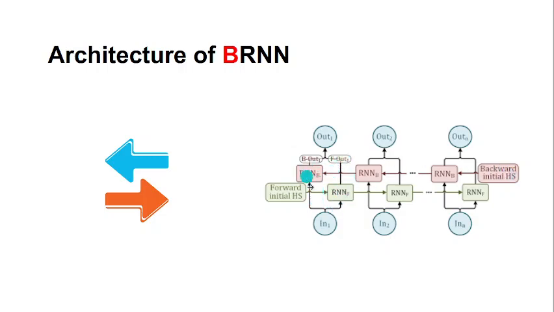Then this is the first output of the forward RNN, and here we find the B out, which means the backward output, and finally we take the decision from this one. Basically, if you understand this one, it is similar here.